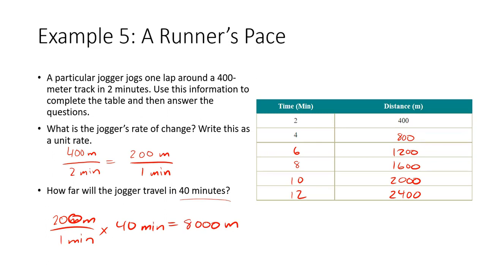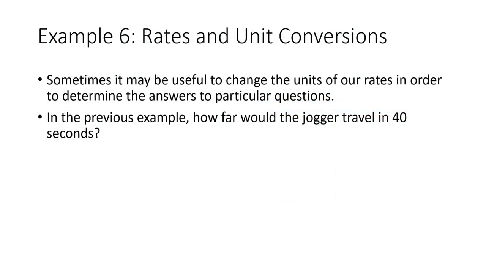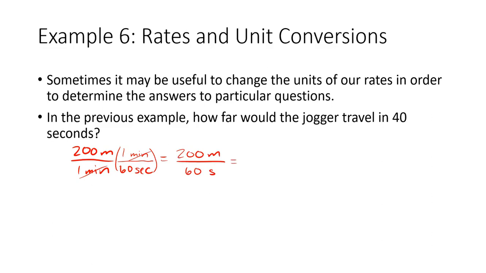But not only can we answer questions about the jogger in minutes, we can also answer questions about the jogger in other units. Sometimes it's helpful to change the units of our rate to determine answers to particular questions. So we know that the jogger can travel 200 meters in 1 minute. Well, how far can he travel in 40 seconds? To find that out, we can find out how far the jogger can travel in 1 second by converting this unit rate using unit conversions like we did a few weeks ago. For every 1 minute, there are 60 seconds. And so that would give us 200 meters for every 60 seconds. And if we divide those two values, 200 divided by 60, 3.33 meters in every 1 second.